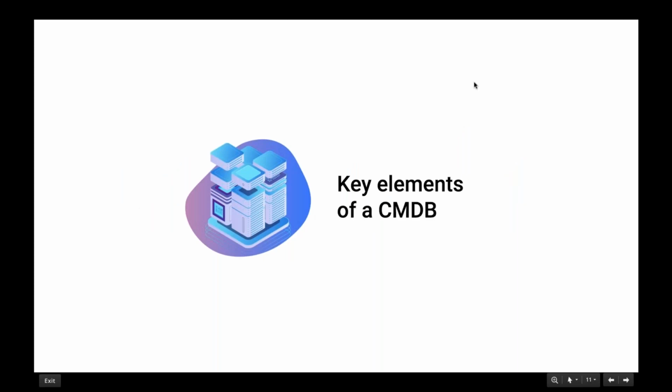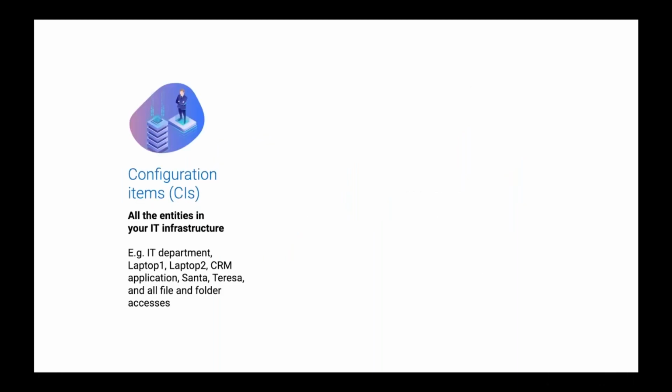Now, the key elements of a CMDB. So what are the key elements that put together the CMDB? First is the configuration items. So they are all the entities in your IT infrastructure. So what are these entities? What could they be? It could be a department, laptop, or any asset, CRM applications, or any business services, users that you have in your organization, all files and folder access. So these are a couple of examples. So this could actually vary based on how your business is.